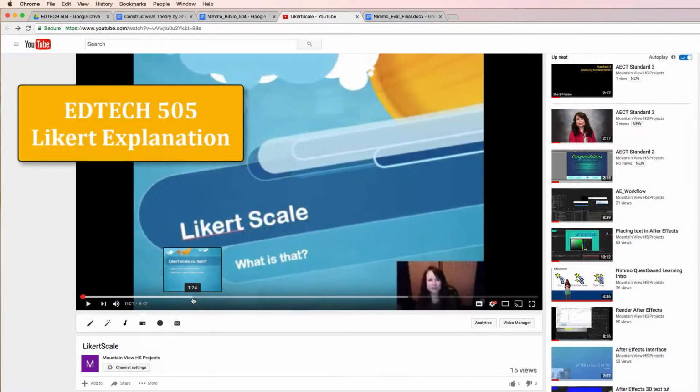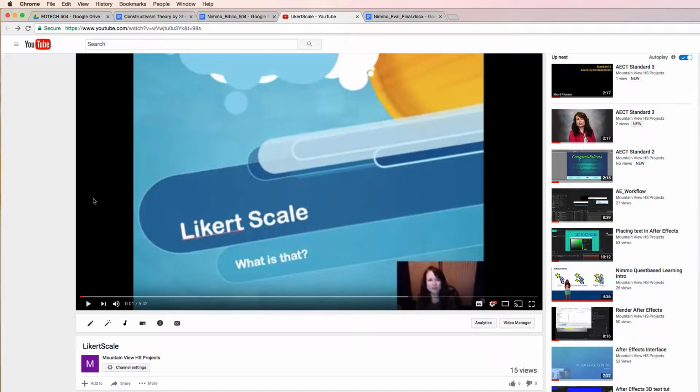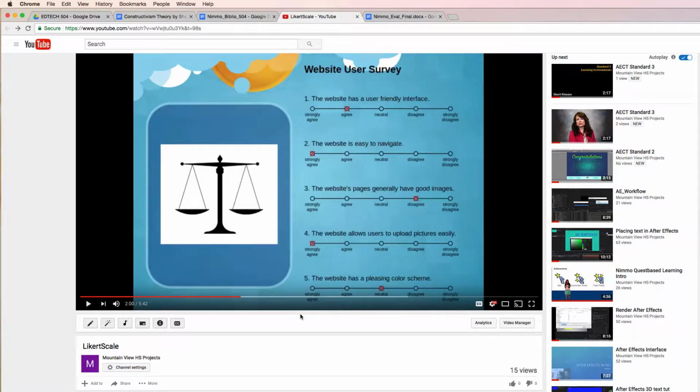The next thing I'd like to showcase is a 5.5-minute explanation of the Likert scale that I created. I did this as an extended project for my 505 class. Rensis Likert was the founder; he developed this scale for his PhD thesis in 1932. This is still the most used scale for research. This is considered a bipolar scaling method.